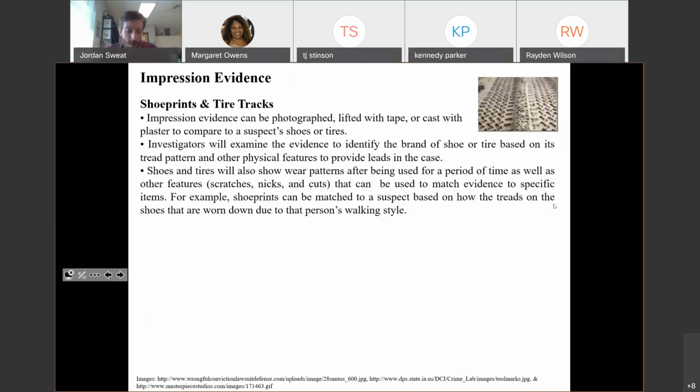And sometimes even the size of your shoe is on the bottom of the shoe. So all very good forms of information that we can use to further our investigation. It can tell us the type of tire, okay? Car tire, truck tire. Is it a mud riding tire? What is it? We can tell clues like that from those things as well.